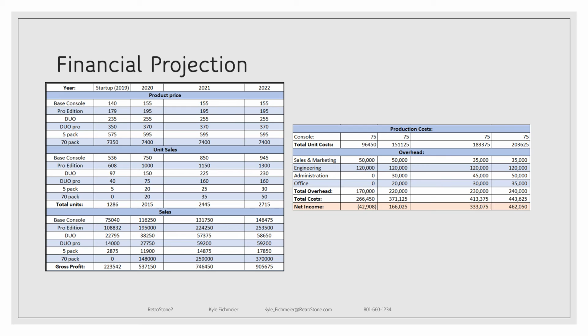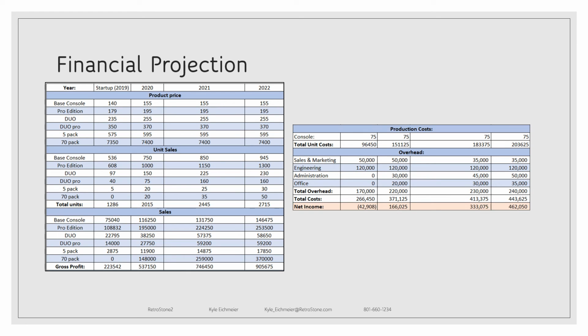We performed financial projections for the next 3 years of the RetroStone2. Our startup year of 2019 is based mostly around Kickstarter data and the number of units and the amount of funds we were able to raise from using that crowdfunding website. As you can see, our base prices for our startup year of 2019 are slightly lower than what our prices will be in the years going forward. This is to offer more quality and value to our customers initially, so that they will pre-order our products and we will know how many we need to manufacture.